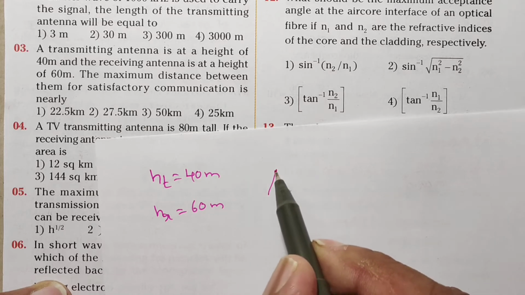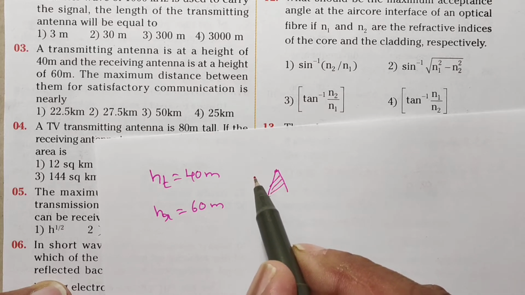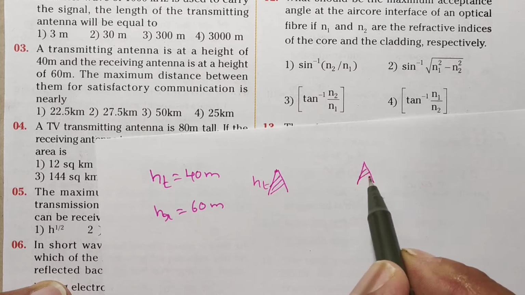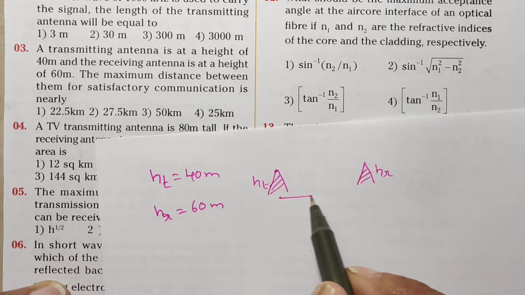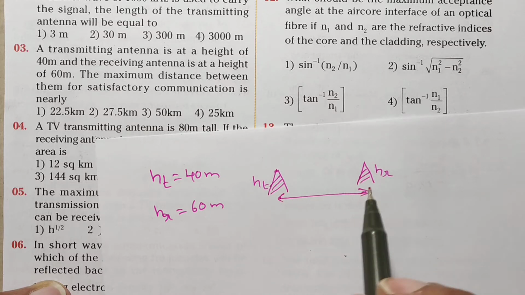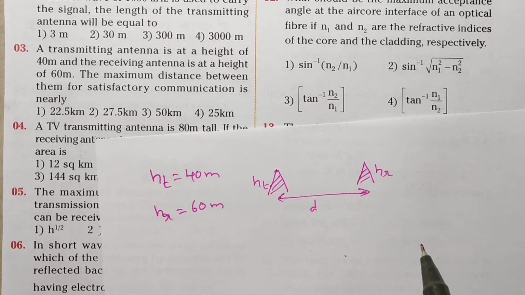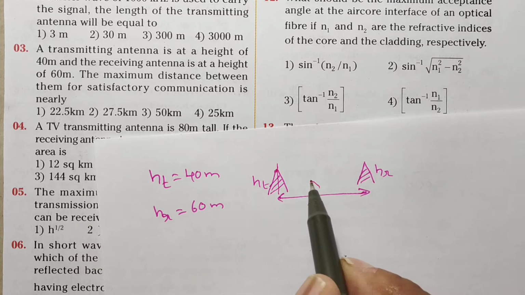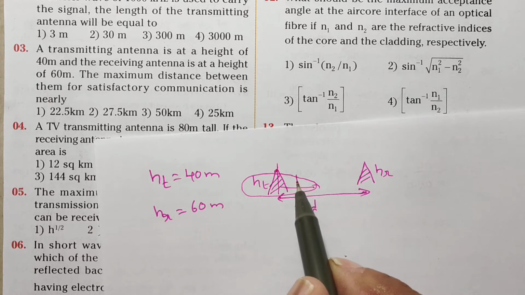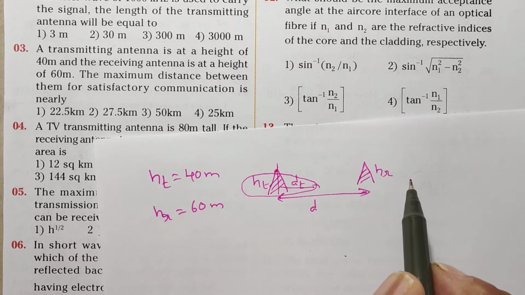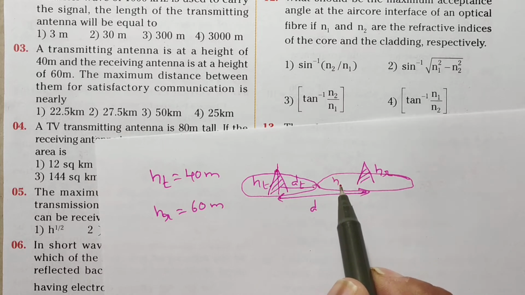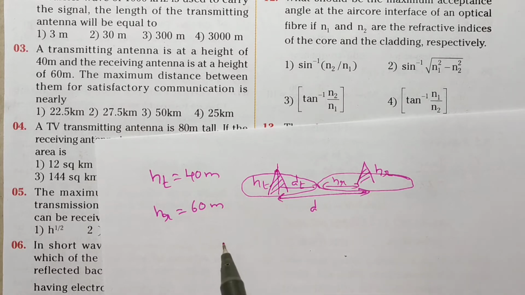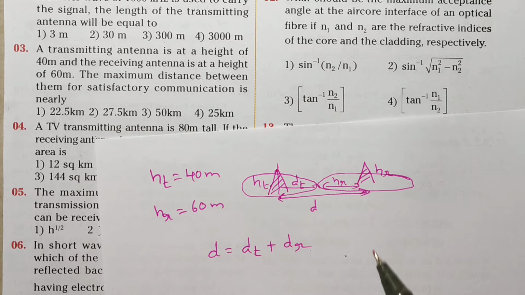They are saying that one transmitting antenna is present, having some height HT, and one receiving antenna is also present, HR. Up to which distance is there effective communication? This distance we have to find. For this we have to know how much distance the transmitting antenna will cover and how much distance the receiving antenna will cover. So total distance D is nothing but the distance of the transmitting antenna plus the distance of the receiving antenna.